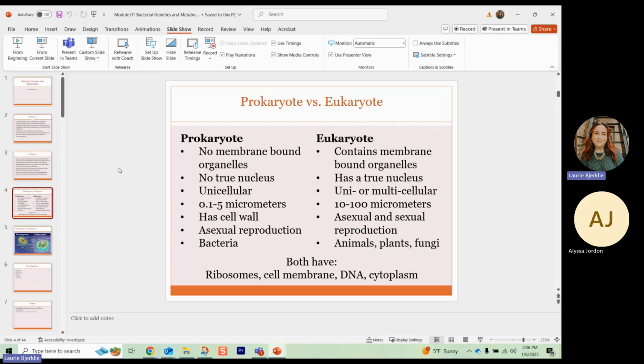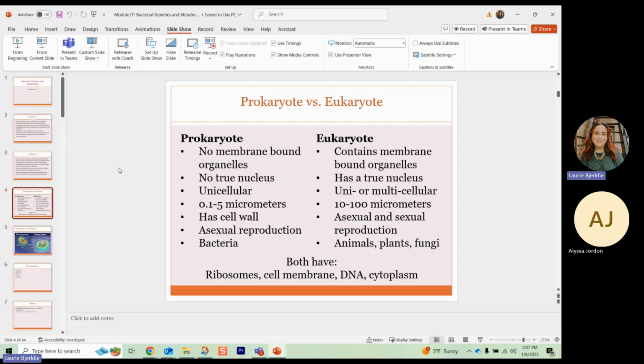And so the difference between the two really comes down to what they have. So prokaryotes are very small. So that's going to be a lot like our bacteria. They don't have any organelles. So think like no mitochondria, that kind of thing. They do not have a true nucleus. They're unicellular. They do have a cell wall. And then they reproduce asexually, whereas eukaryotes are going to be your complex things like animals, plants, fungus are all considered eukaryotes. So they will have organelles, they will have a nucleus, they're uni or multicellular, and they're much larger than the prokaryotes, and they can reproduce asexually or sexually or both.